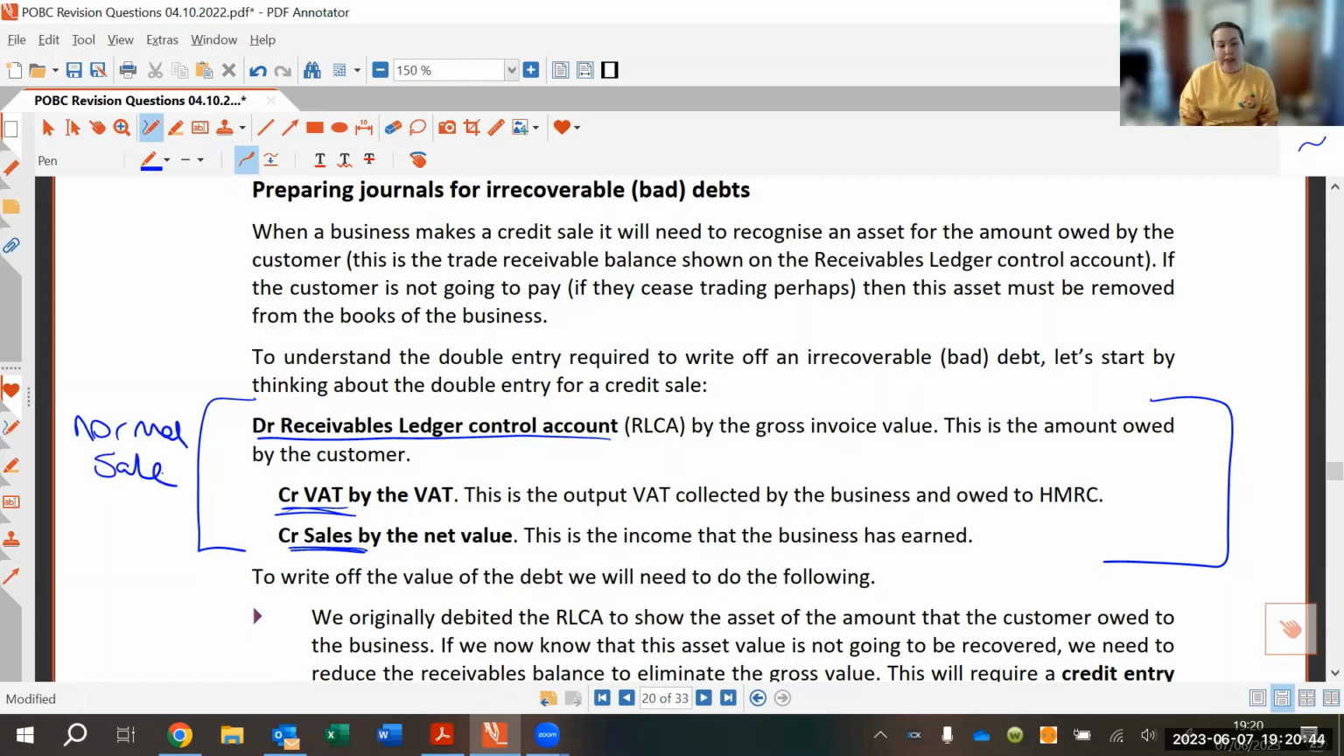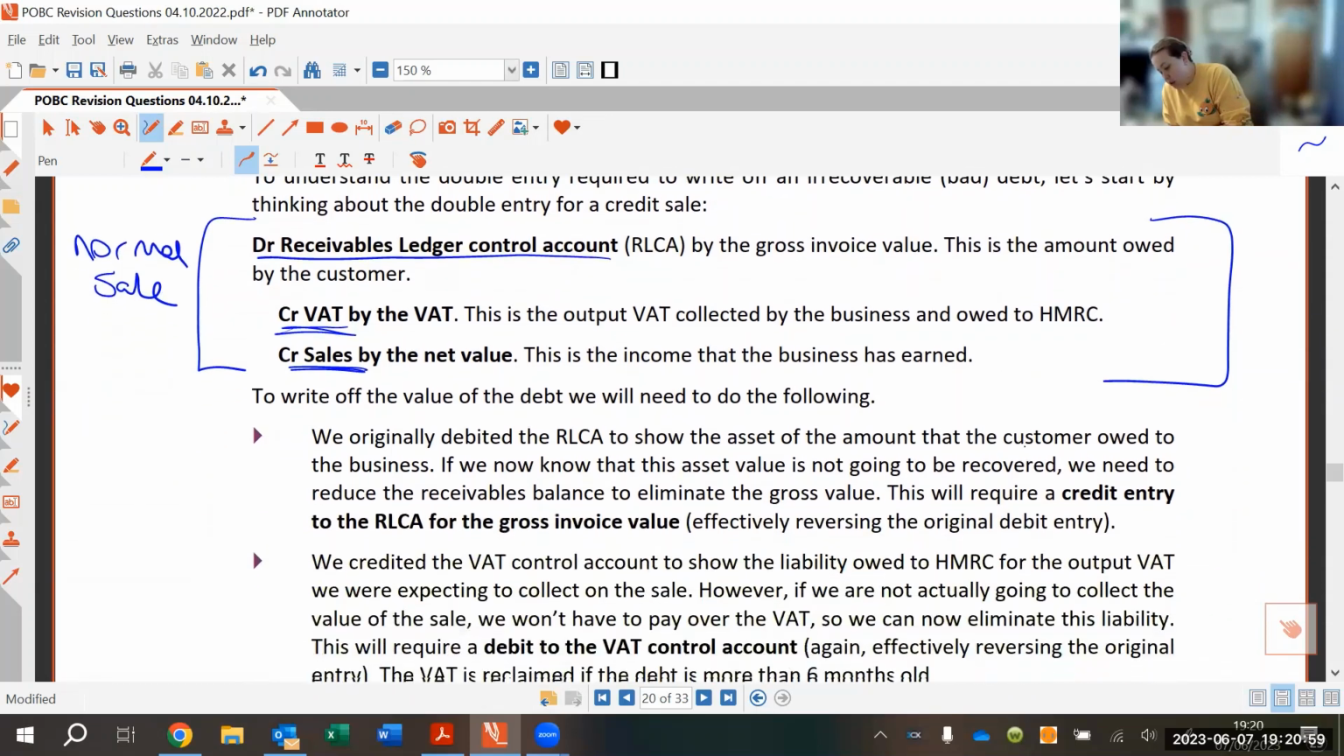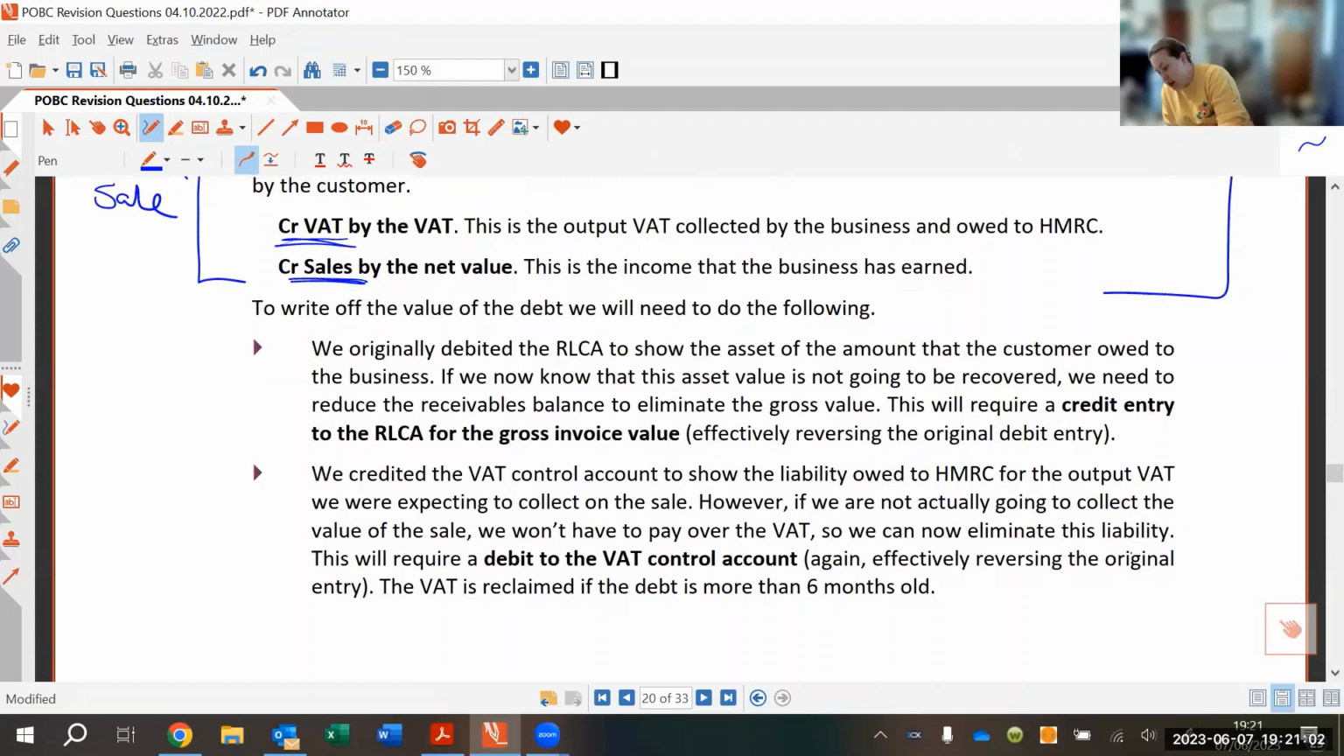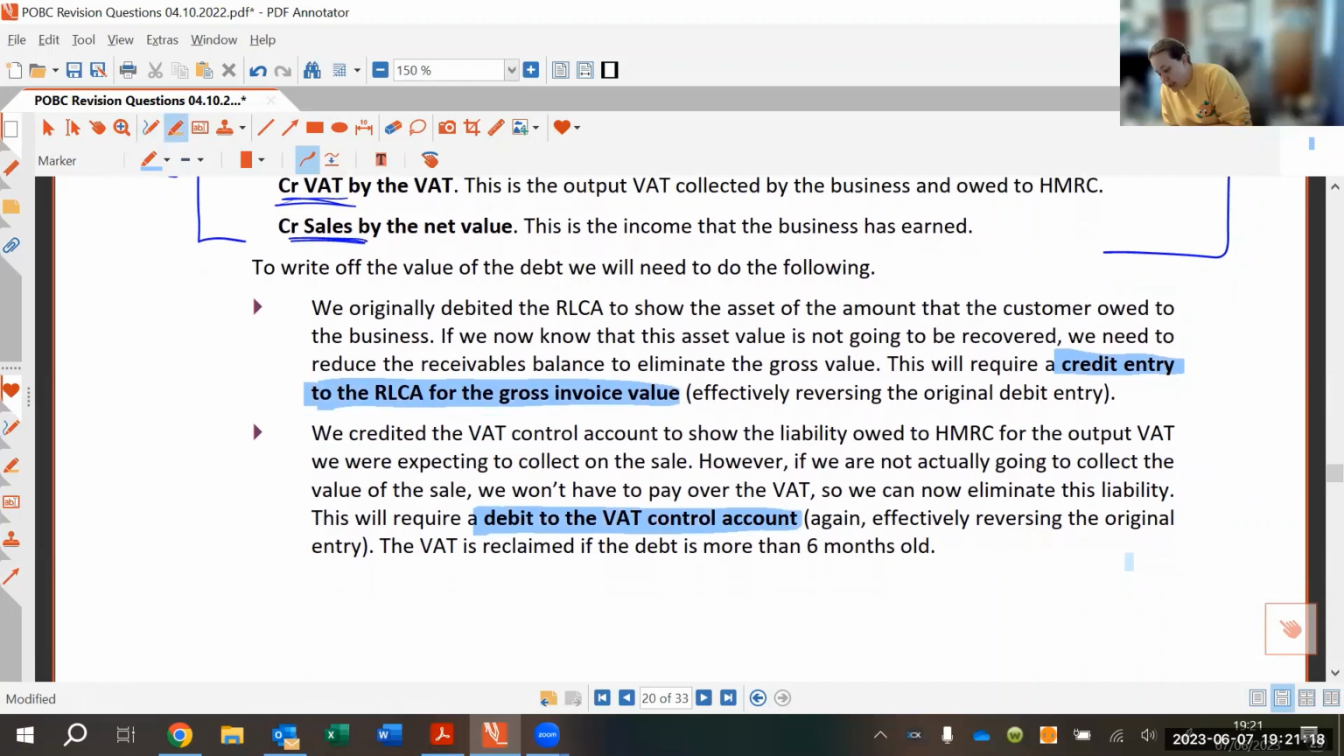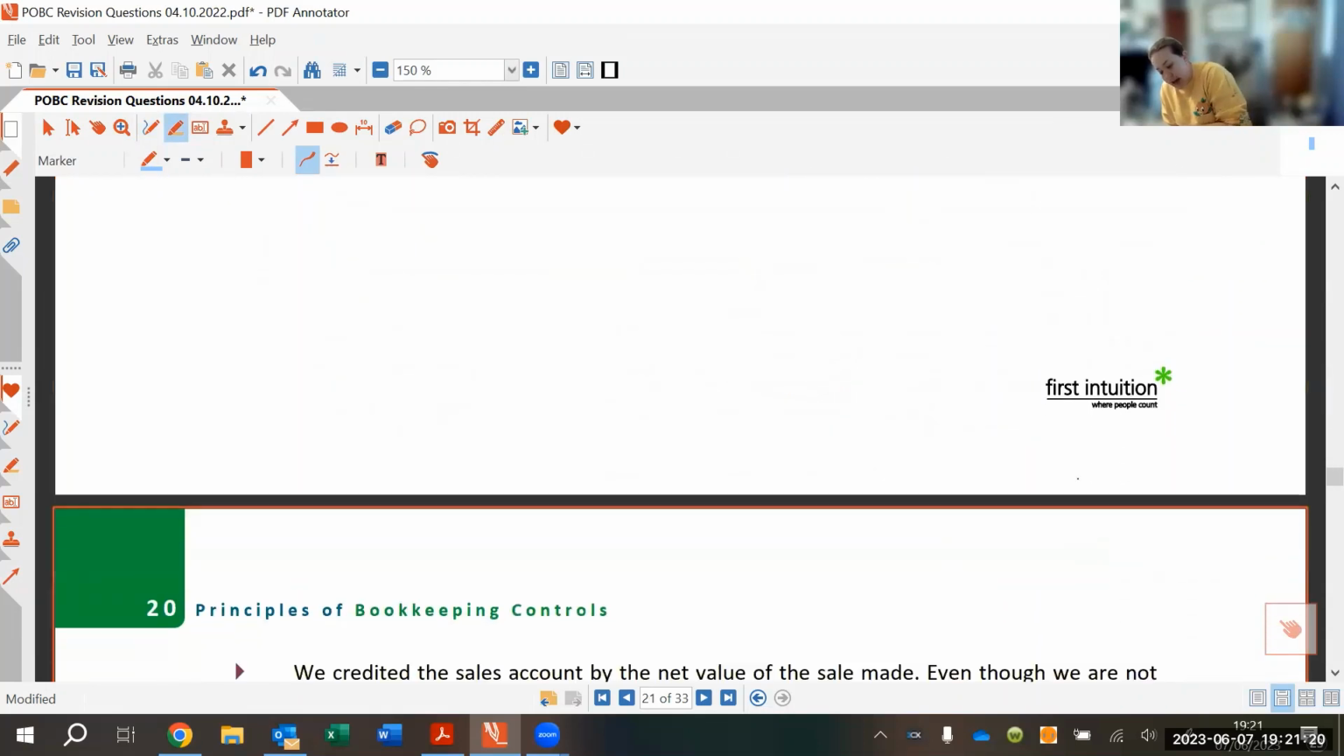So when we come to write that off, it is quite tempting to just think, oh, well, it's fine. I'll just reverse all of that. I'll credit the receivables ledger, I'll debit the VAT, and I will debit the sales. You're not 100% wrong in saying that. What you now need to do, the only difference is we're still going to credit the receivables ledger control account for the total value of the bad debt, and you're going to debit your VAT control account for the VAT. The difference is that we do not touch the sales account at all.